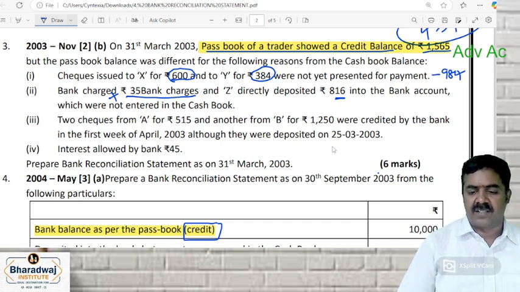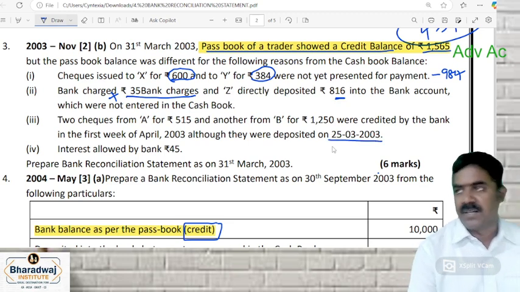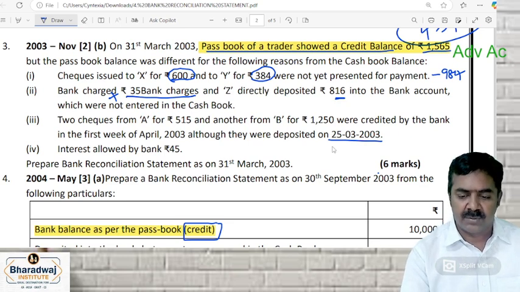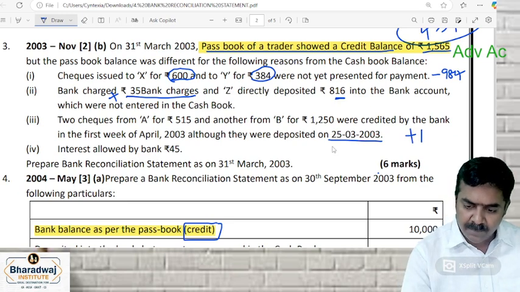Two checks, 515 and 1250, credited by the bank in the first week of April. They were deposited on what? 25th March. So the customer has deposited on 25th March itself. Customer would have added. We did not add. We added in April. Customer has added, we did not add. What to do? Add. How much? Add both. 1250 plus 515.